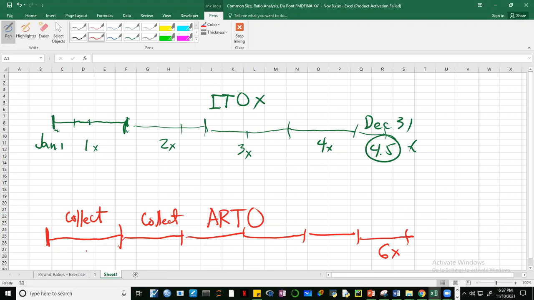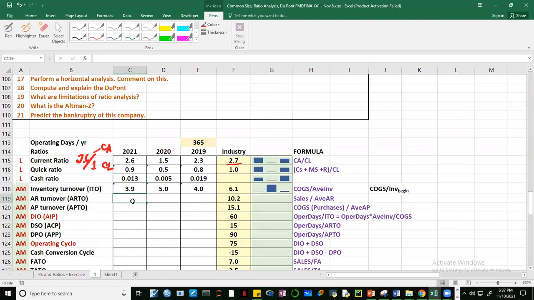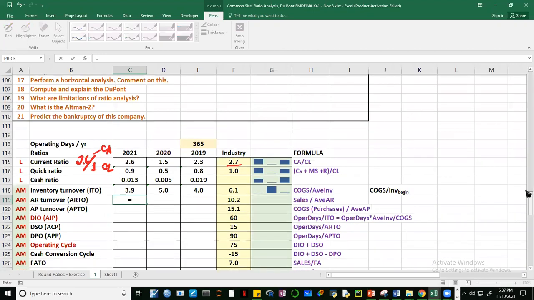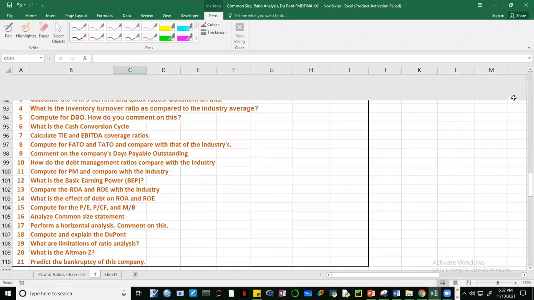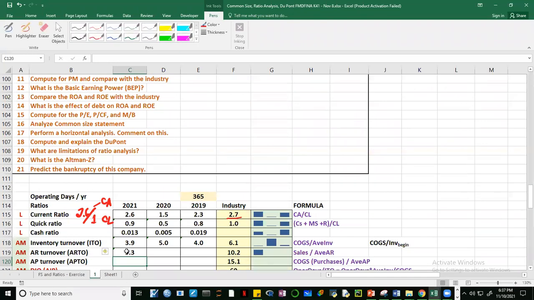Yung third naman, guys, complete muna natin yung R2. So this is sales divided by accounts receivable. So sales divided by average ng AR natin, no? Average ng accounts receivable, which is this. Average ng beginning, ito kasi beginning at saka ending. No? Okay, enter. There, 9.3 times, guys. 9.3 times. Okay.